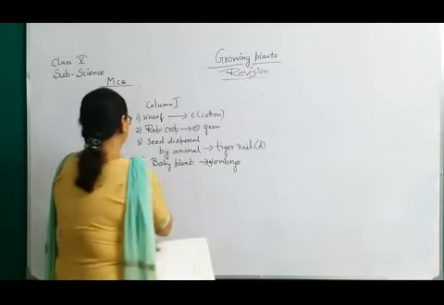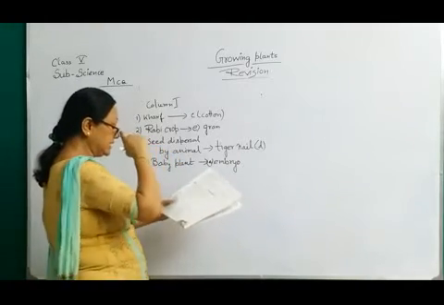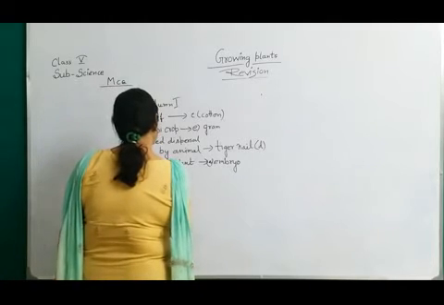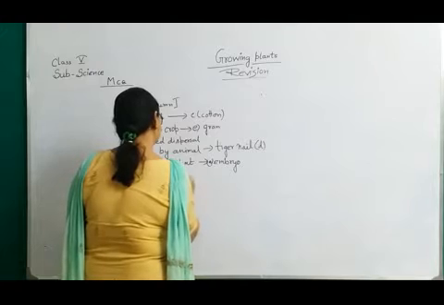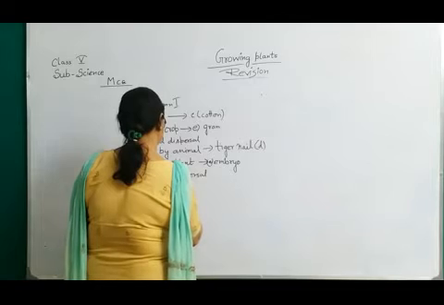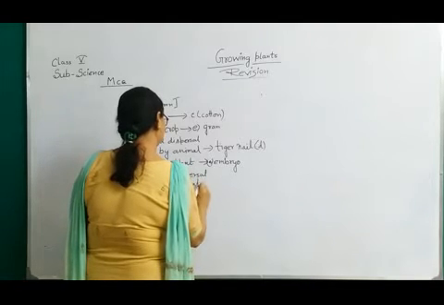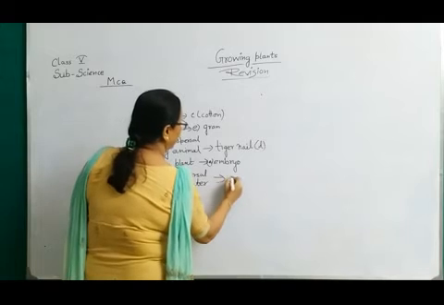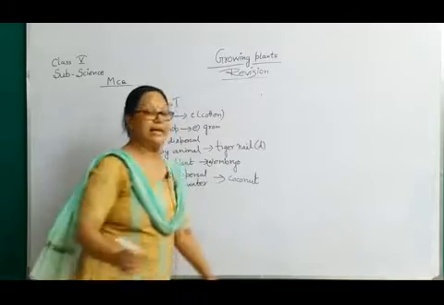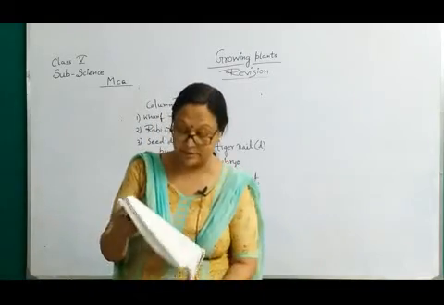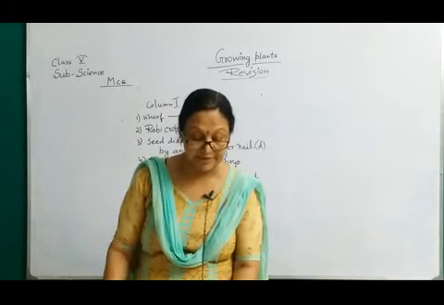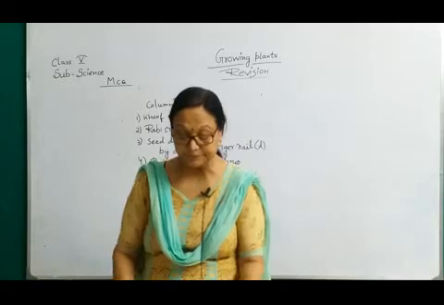Now see the fifth one. This is the seed dispersal by water and it should be coconut. So the seed dispersal by water should be coconut. Along with this, we will just revise the very short answers.